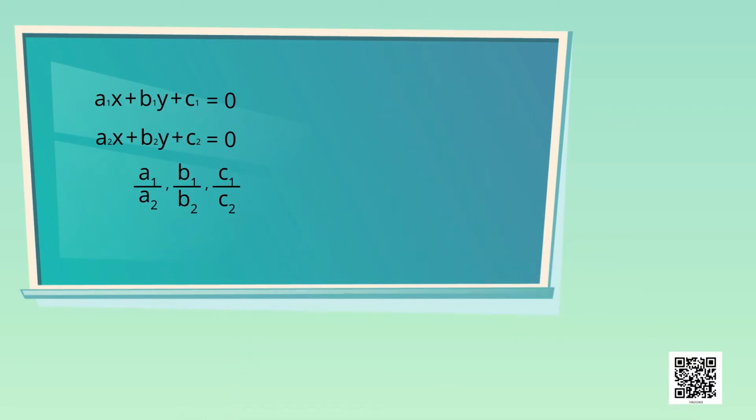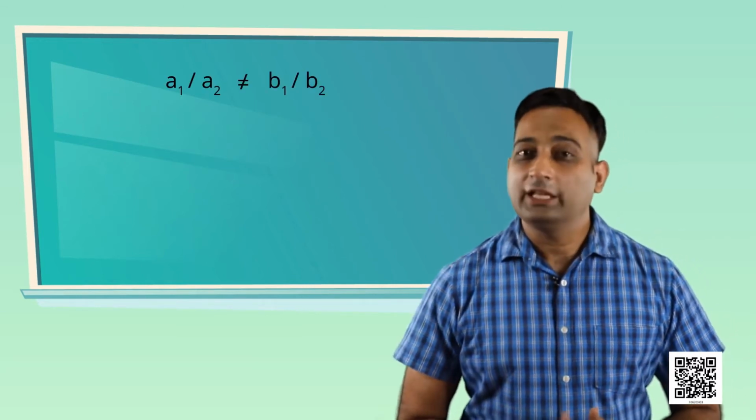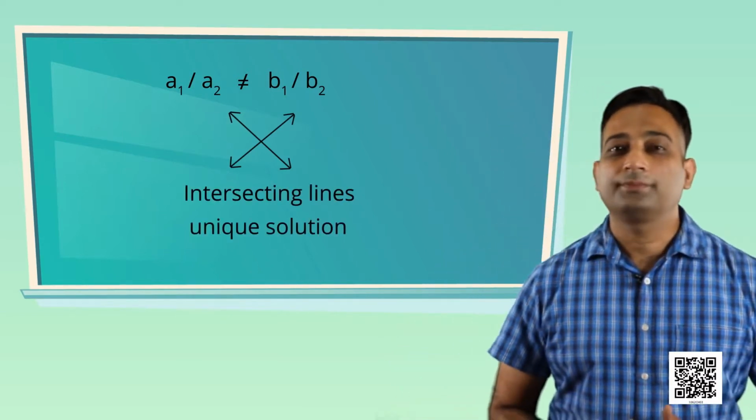Dear students, we have already learned that a1x + b1y + c1 = 0 and a2x + b2y + c2 = 0 represent a pair of straight lines in two variables. Now we will compare the ratios of these coefficients, that is a1/a2, b1/b2 and c1/c2, to understand what these equations graphically represent. If a1/a2 is not equal to b1/b2, that means these lines are intersecting lines and the solution is a unique solution.